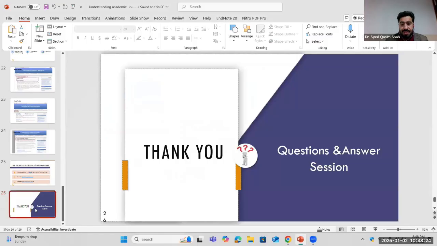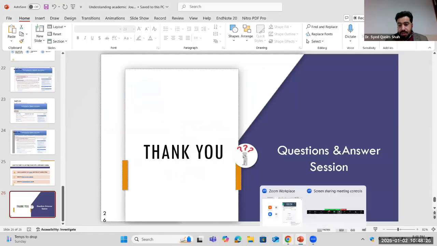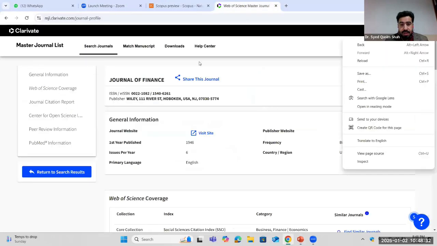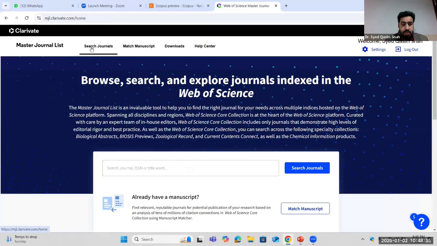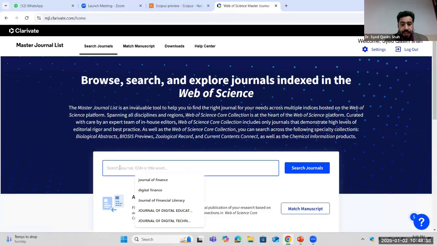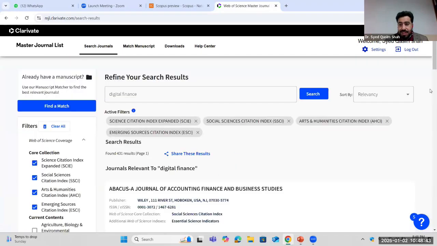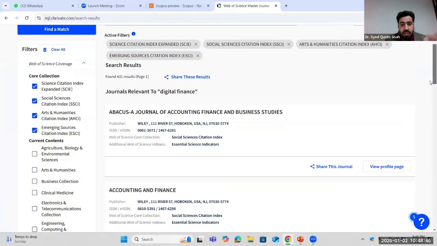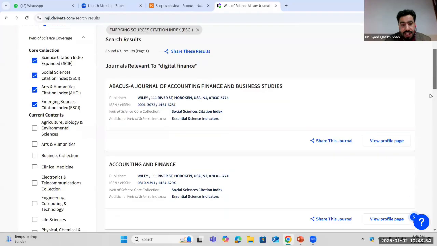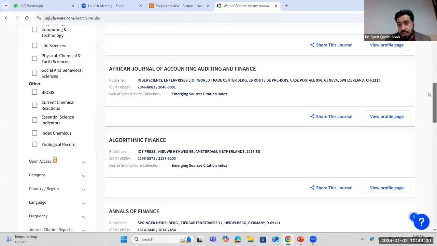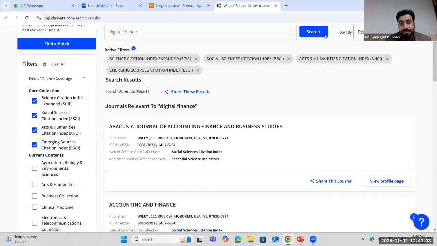So we now go to the question and answer session. We can again go to the websites and check the other journals. I will give you a brief idea of how we can use this search journal. You can write the name. Let's say I'm using the name digital finance. Search. You will see this journal is not listed in any of the indexes. In terms of the core collection, there are 4 core collections, and this journal is not listed there. We can find other journals, their information is there, but this journal is not available, right?